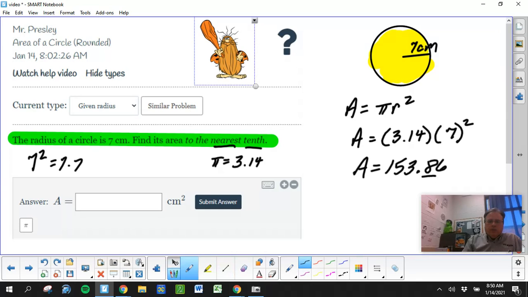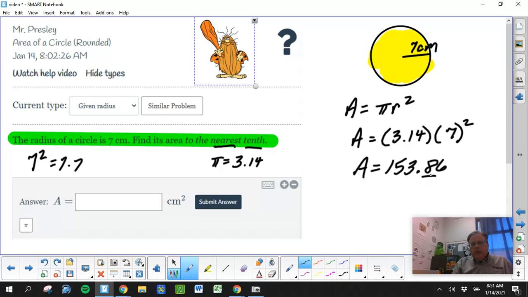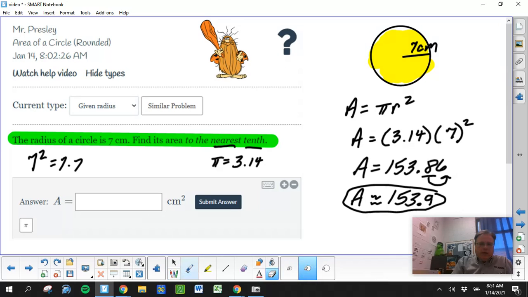And my little video is just about in the way. I think I can move it. All right. So that means it's either going to be 153.8 or 153.9. I look at the next digit. The next digit is 6. It's 5 or greater. So that means go up, up, up, up. So I'm going to round this to 153.9. It rounded up. The 6 said round up. So over here, I would type 153.9.